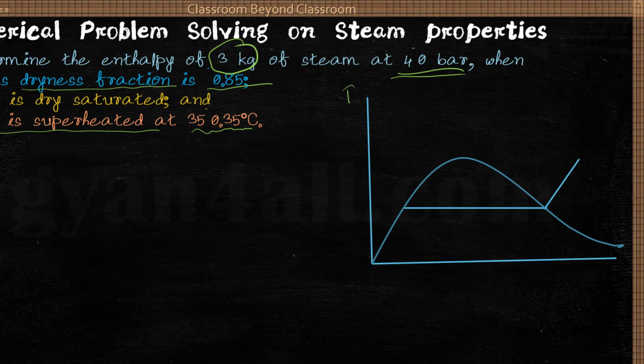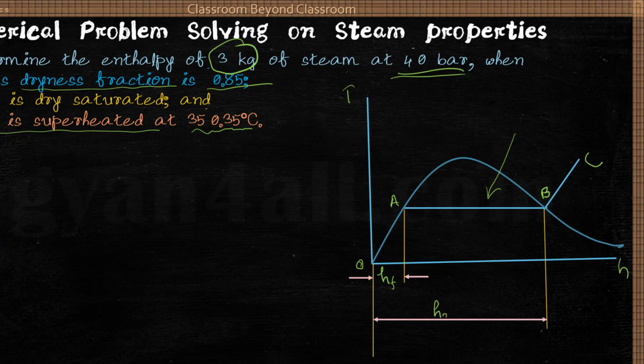Suppose this is a TH diagram, temperature enthalpy diagram, and this curve represents the formation of steam at different stages. OA is the sensible heat, and this is for a 40 bar pressure. So OA is the sensible heat HF and total heat of dry steam. And if the steam is wet steam, then suppose this is the condition of the steam with dryness fraction X.